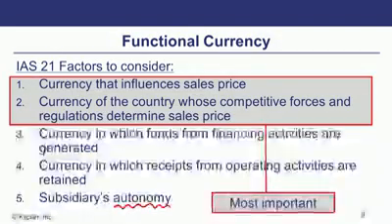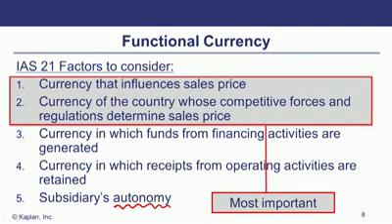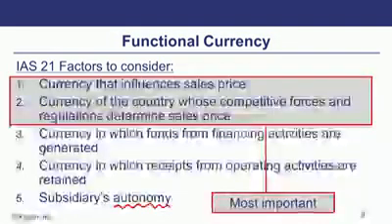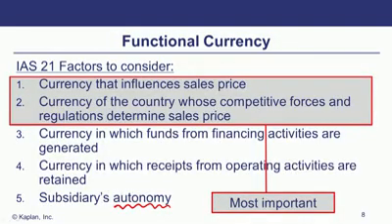Now, let's look at a subsidiary with very little autonomy. In other words, a subsidiary that is really dominated by the parent. The parent makes the investing, the operating, the financing decisions. Here, it's far more likely that the parent's currency is the functional currency. So the degree of autonomy is important.